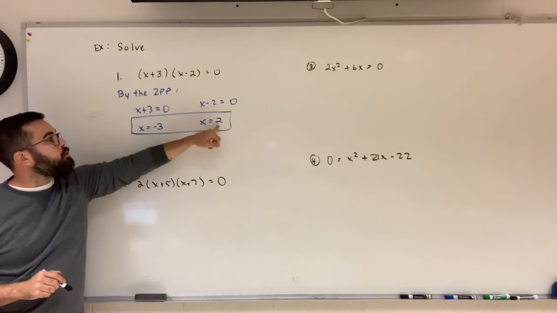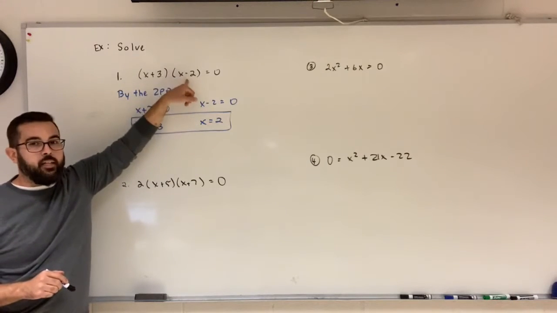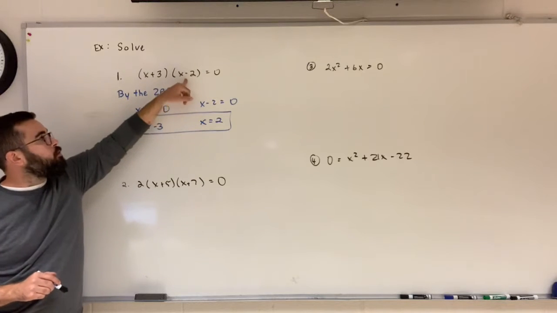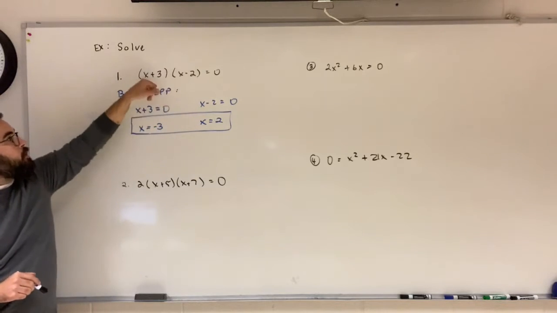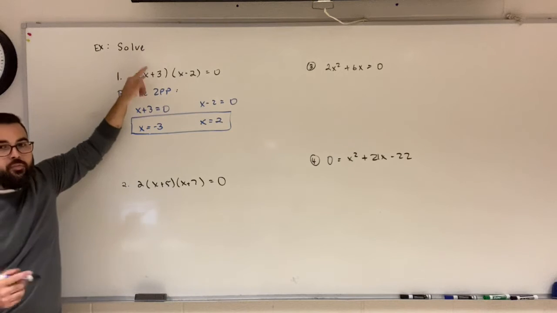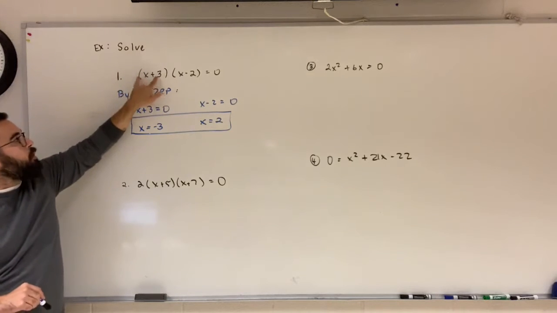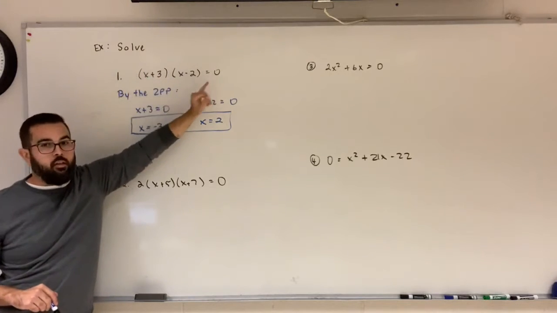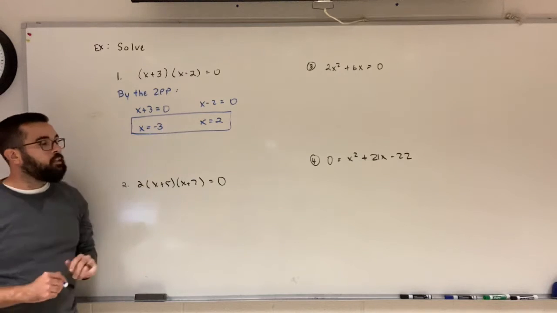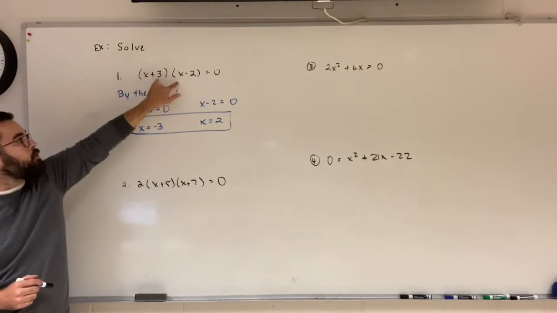If we plug in x equals 2 to the second factor, this is the 0. Okay? Doesn't matter what this becomes, it is 5. Okay, we can see that. But 5 times 0 is still 0. So both of these answers satisfy this equation.